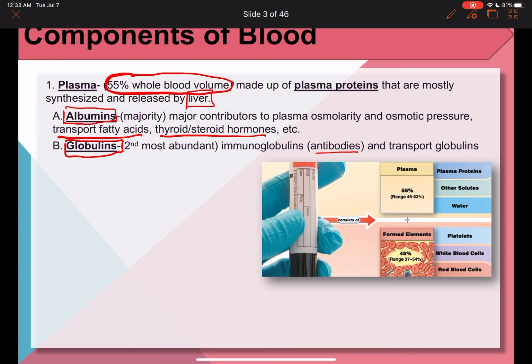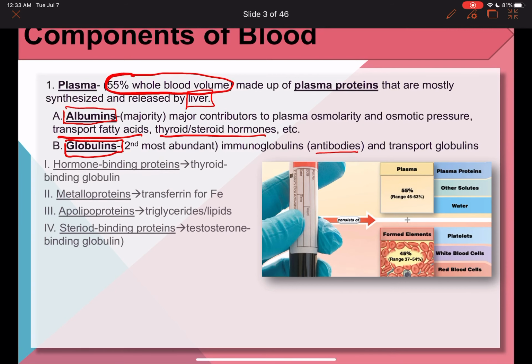Now, the other type of globulin are transport globulins, which include 4 different types. Some are hormone binding. For example, we talked about thyroid hormone binding globulins last chapter with the process of making thyroid hormone. And once they're done, they have to bind to transport proteins. And one of those is hormone binding protein.